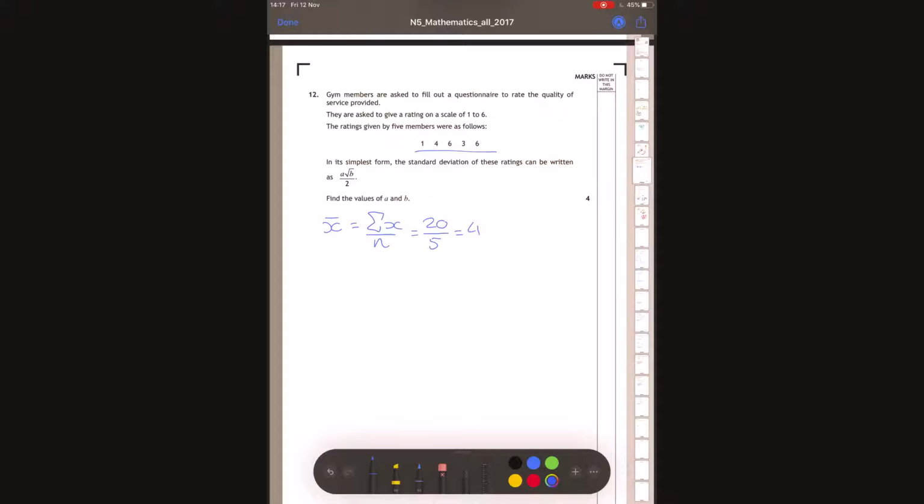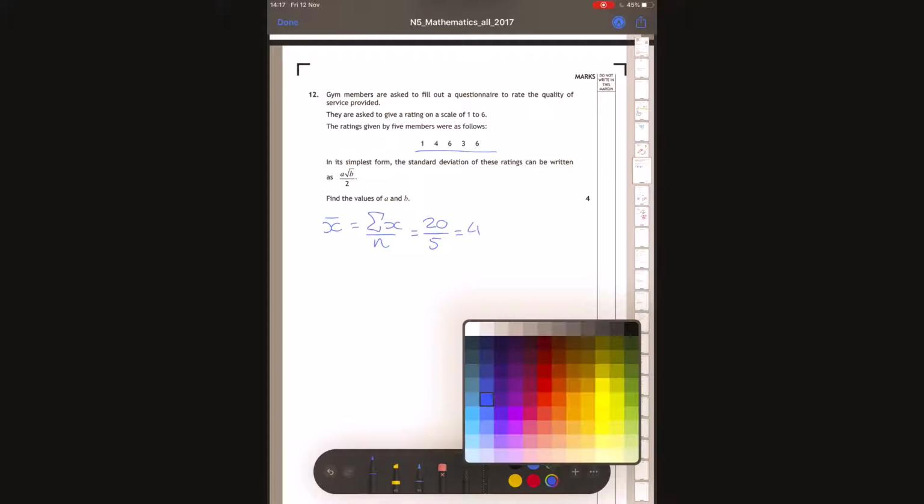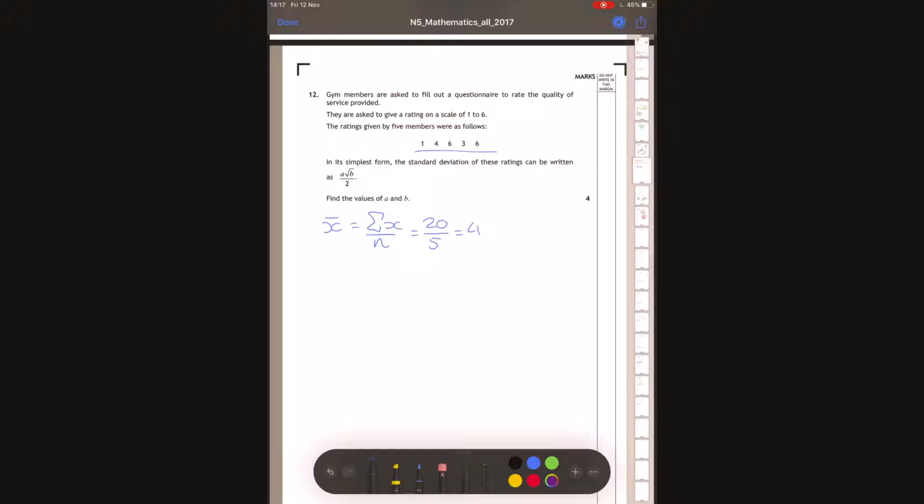Now, we use our formula for standard deviation, which can be found in your formula sheet, and which I'm just copying out. So that's S is equal to sigma x squared minus sigma x all squared over n, all over n minus 1. And then all of that is under one humongous root sign. So we need to find our values.